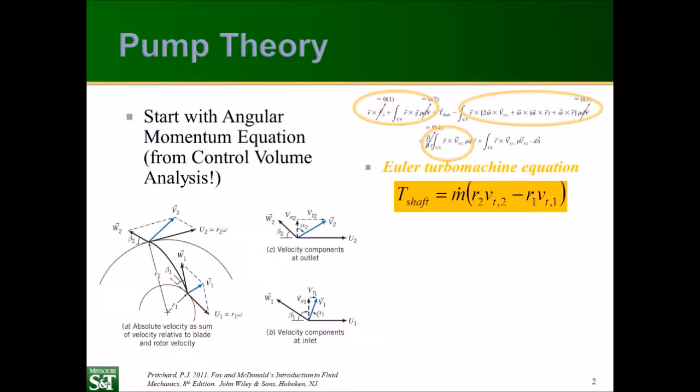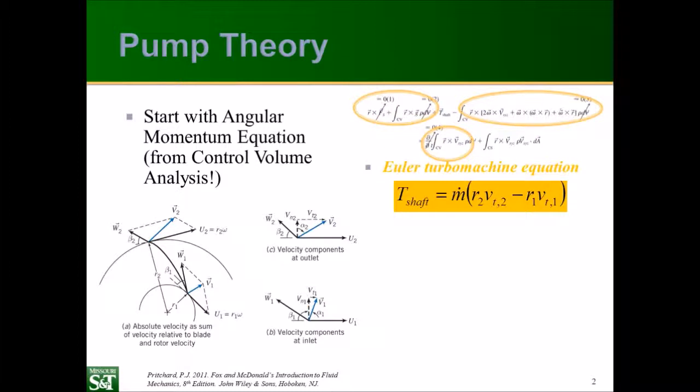Now, we have to talk about some sign conventions here. The tangential velocity, or V sub t, is positive when it's in the same direction as the blade rotation. We also say that torque is positive for pumps because it's doing work on the fluid, but negative for turbines because they're extracting work from the fluid.